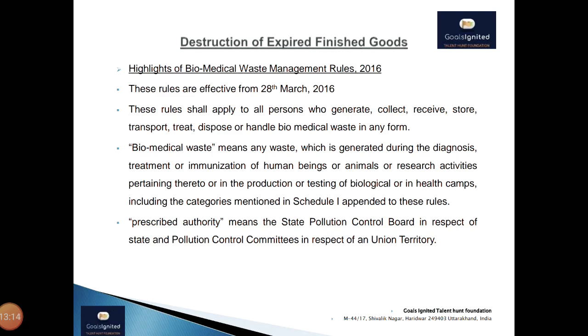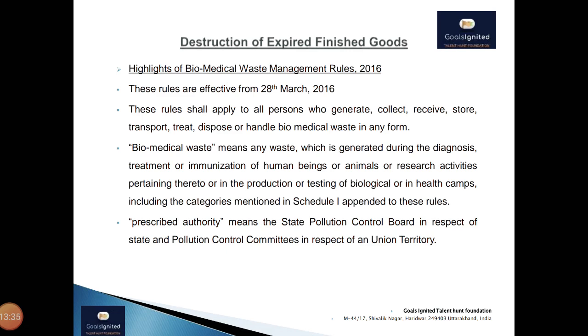So mainly, the highlights of the Biomedical Waste Management Rules, 2016. These rules are effective from the 28th March 2016. These rules shall apply to all persons who generate, collect, receive, store, transport, treat, dispose or handle biomedical waste in any form.